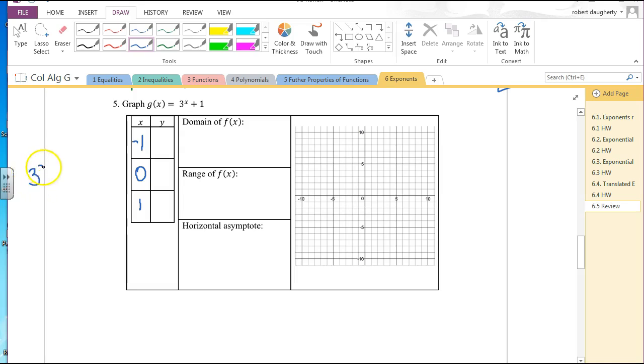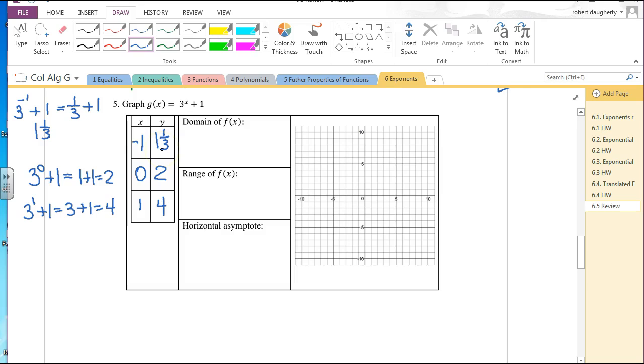So 3^0 + 1. 3 to the 0 is 1. So this is 1 plus 1. This is 2. Let's go to 1. 3^1 + 1. That's 3 plus 1, which is 4. And the next one, 3^-1 + 1. That's equal to 1/3 plus 1. So that is 1 and 1/3.